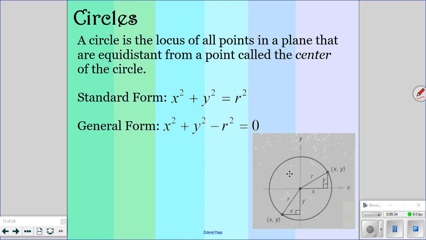And to put it in general form, you're just going to set it equal to 0. So sometimes they'll give it to you in standard, sometimes they'll give it to you in general, and you'll have to put it in one or the other.